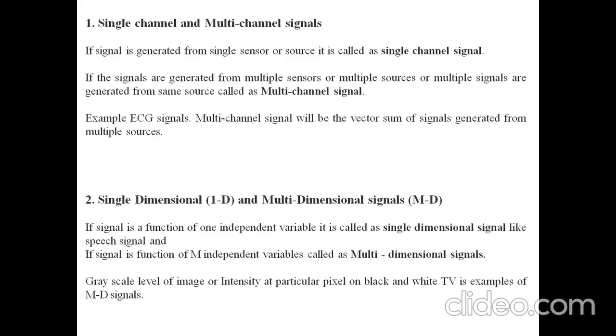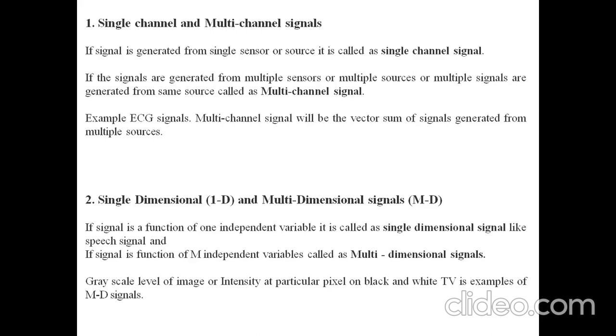Now, single channel and multi-channel signals. If a signal is generated from a single sensor or source, it is called a single channel signal. Whenever a signal is generated with the help of sensors, there are many kinds of sensors that you have seen, and that may be a source. So that's why we say it is a single channel signal.